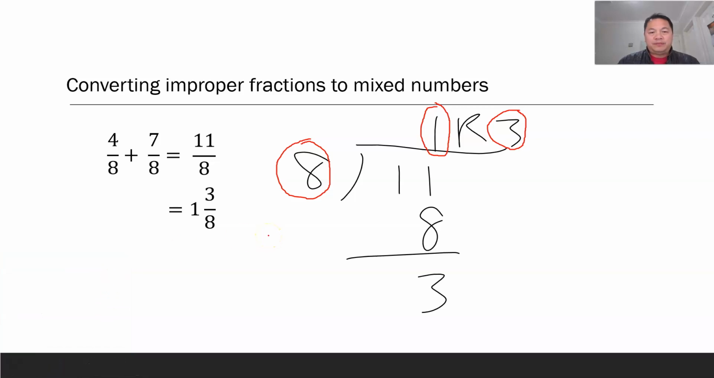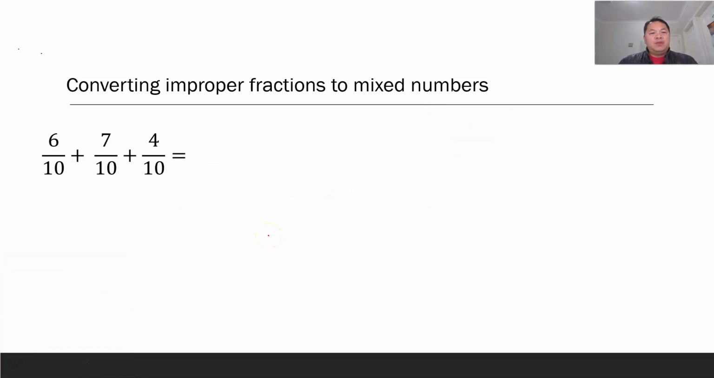So let's move on. What about the next one? When we need to add three fractions with the same denominator, 6 plus 7 plus 4, which is 17 out of 10. Since we know that 17 out of 10 is actually, you can simply minus 10 from 17, which is 1 whole, 10 out of 10. That's how I get 1 whole and 7/10.